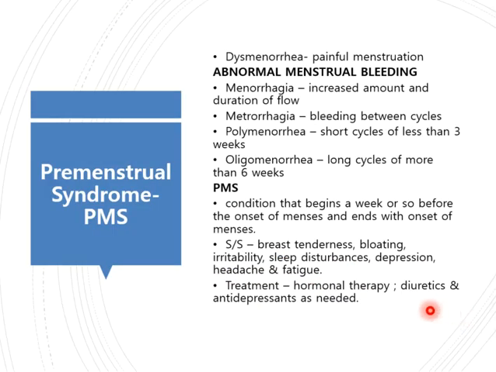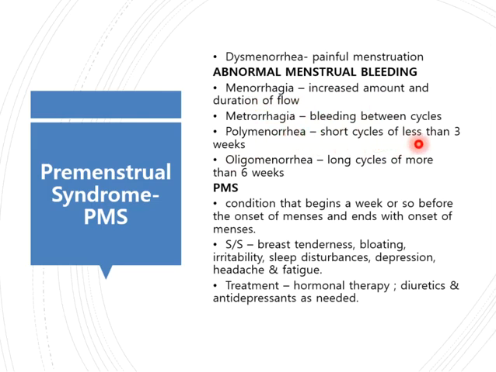Now, what is premenstrual syndrome? Menstrual disorders are the ones associated with menstruation. One of them is dysmenorrhea, which is very painful menstruation. The other types are abnormal menstrual bleeding, like menorrhagia, where there is an increased amount and duration of flow, and metrorrhagia, where there is bleeding in between the cycles.